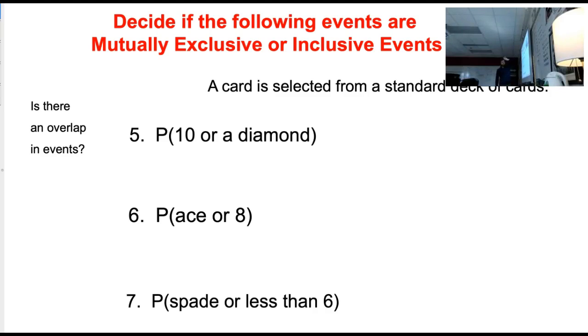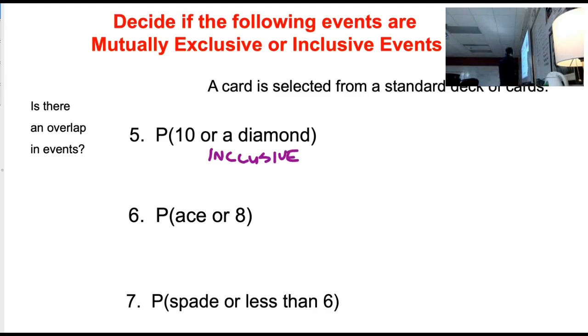Okay, this last one, let's just decide mutually exclusive, yes or no, and we'll be done. Probability of a 10 or a diamond. Is this inclusive or mutually exclusive? Can it be both? So it can be both, so that would be inclusive. There is a 10 that is a diamond.